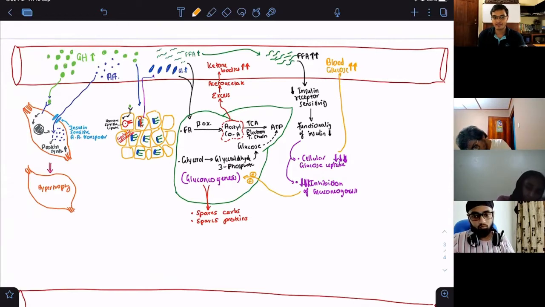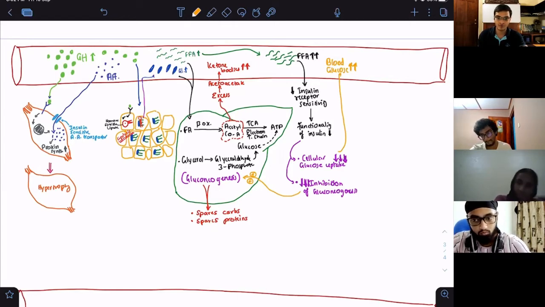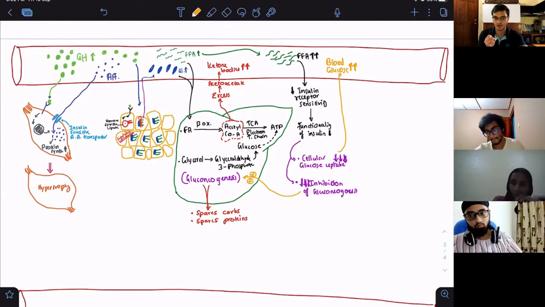Now, can you see another problem solved? Do you remember the factors that stimulated growth hormone release? One of the ones we said was low glucose. Now see, blood glucose increases. Don't worry, still not done. We have a little bit more to go.